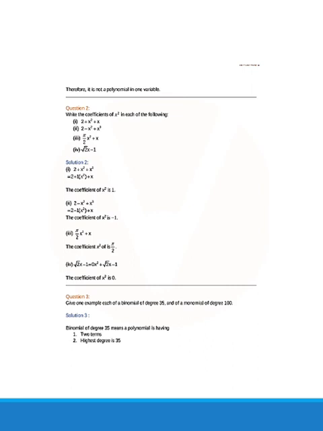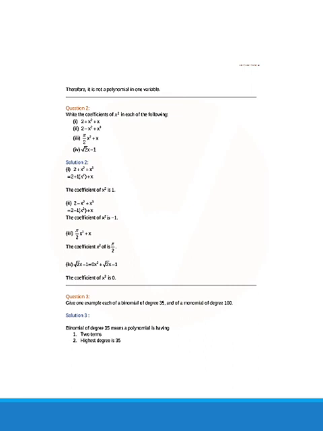Second, 2 minus x square plus x cube. Here the middle term is of x square, and the coefficient of x square you can see is minus 1. So the coefficient of x square is minus 1. Third, pi by 2 x square plus x. Here first term is of x square and the coefficient of x square is pi by 2.